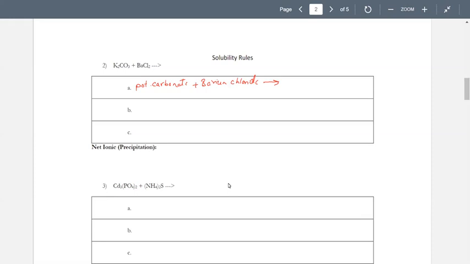You can speak. Barium carbonate. Potassium chloride, yes. So barium carbonate and potassium chloride, right?